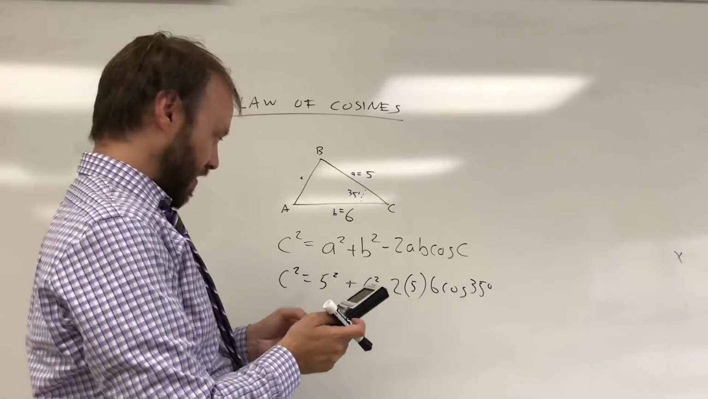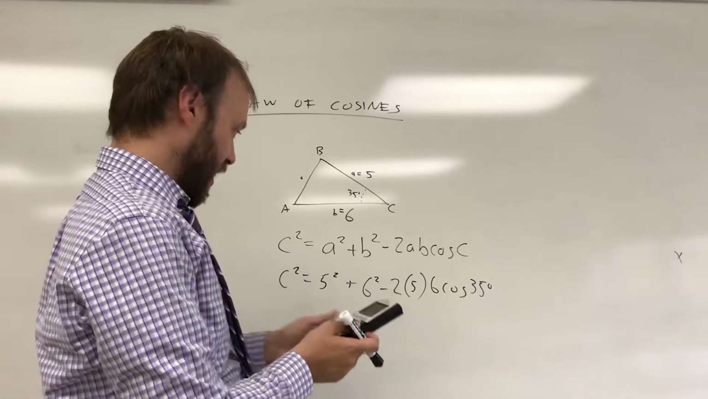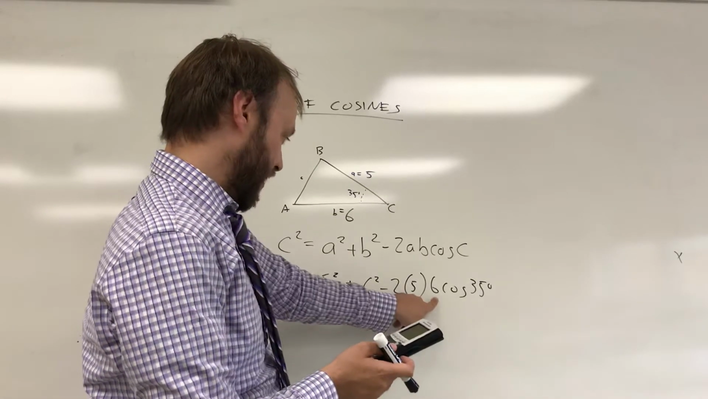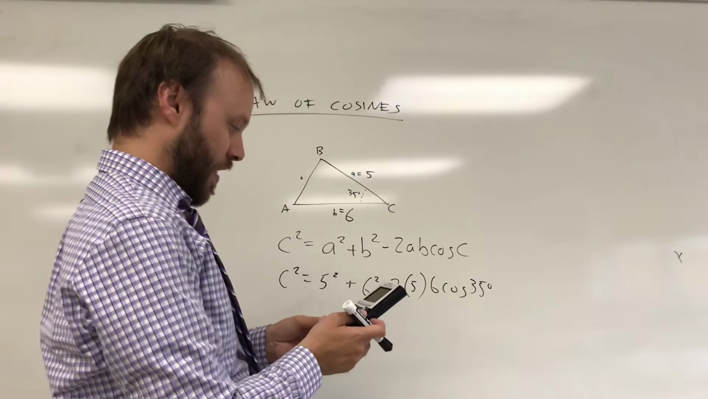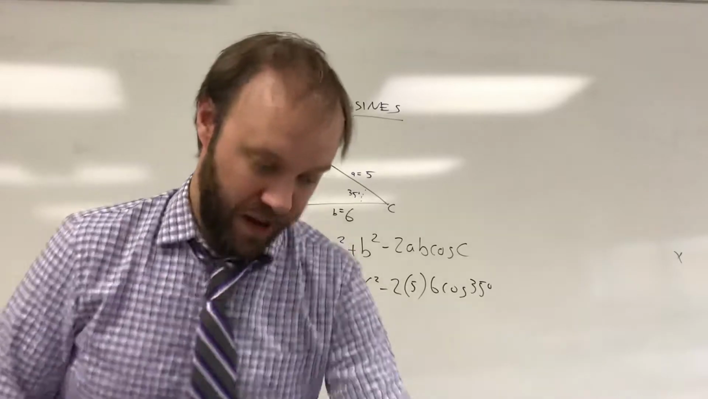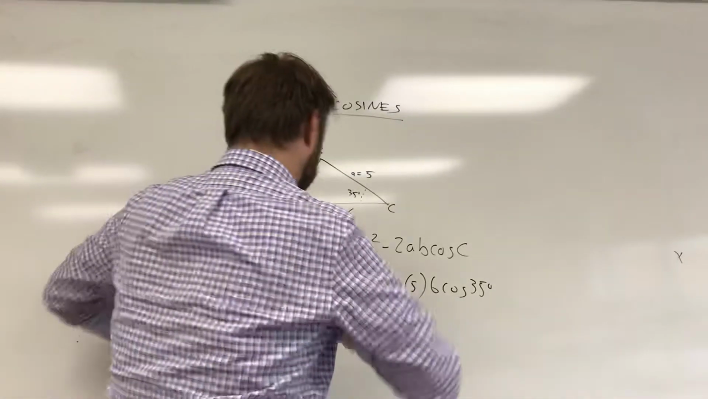So 5 squared is 25, 6 squared is 36, 2 times 5 times 6 is 60, and that's being multiplied by the cosine of 35, okay? Now I get an answer of about 110.149.